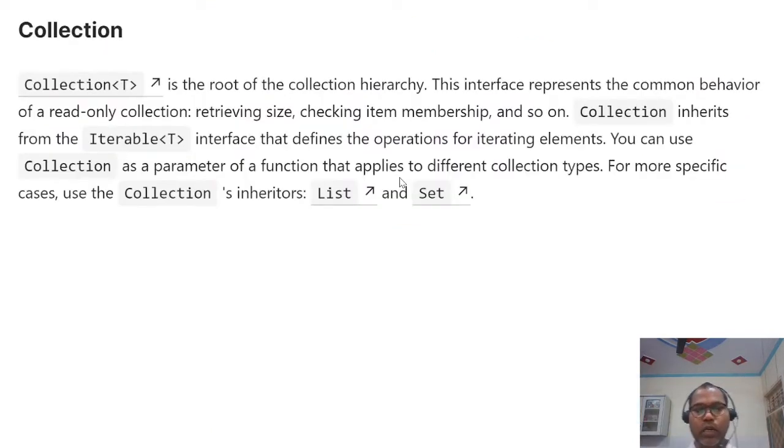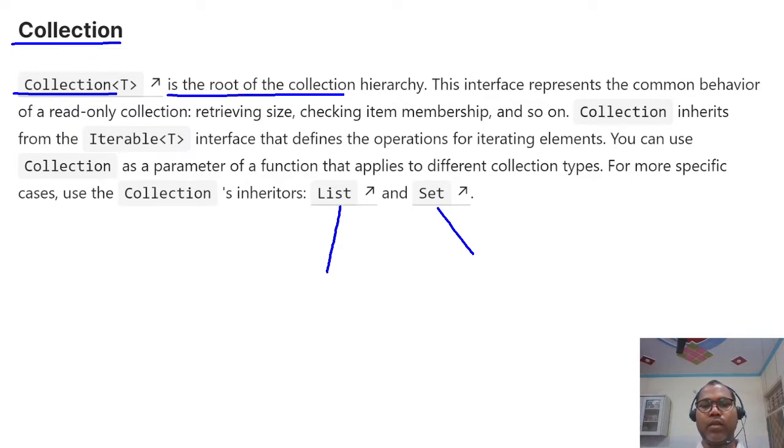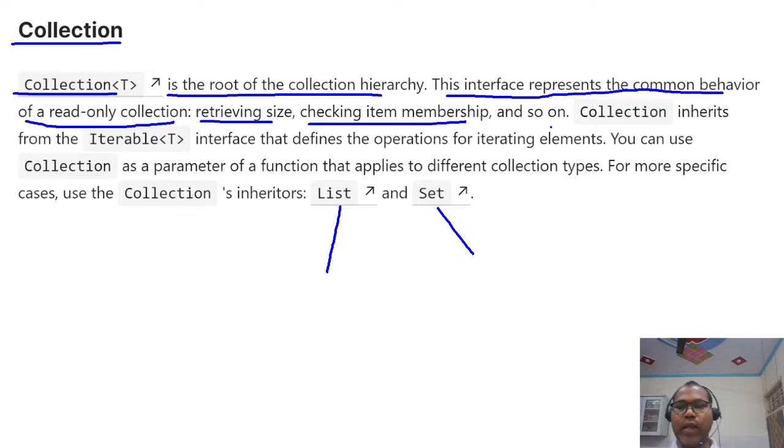As per the diagram, this is the Collection interface, the top-level interface, and it has implementations in the form of List and Set. Collection is the root of the collections hierarchy, and this interface represents the common behavior of read-only collections, like retrieving size and checking whether an item is present. All these collections are inherited from the Iterable interface, which defines the operations of iterating or accessing elements.